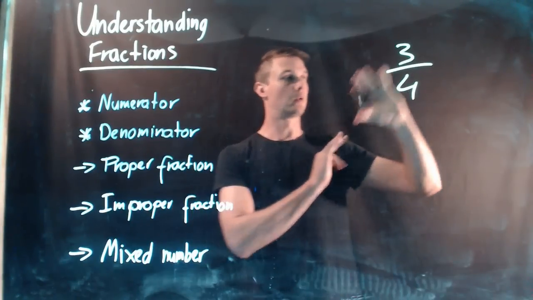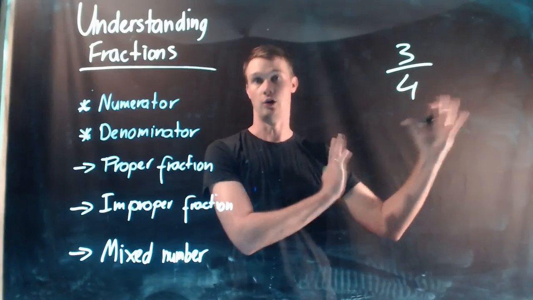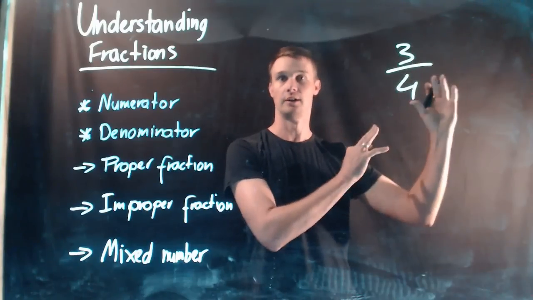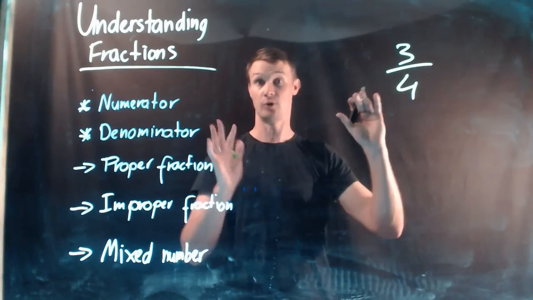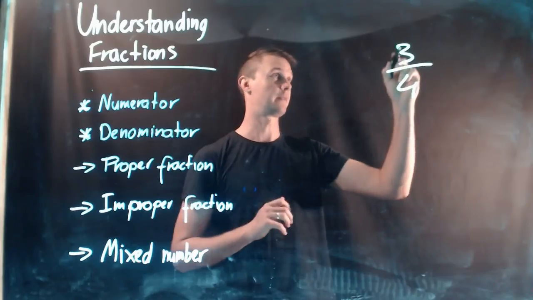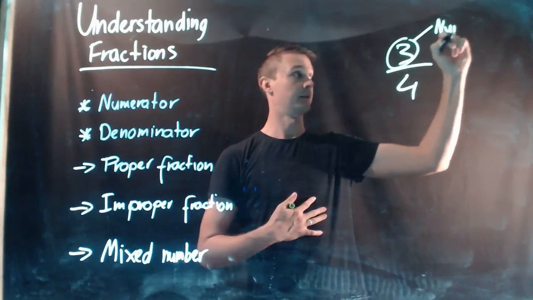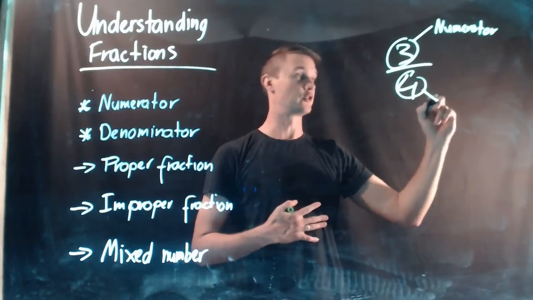Okay, so what we need to make sure we understand is that fractions represent parts of a whole. So we're not dealing necessarily with whole numbers, we're working out parts of a whole. And the way that we break that fraction down is by separating it into a numerator and a denominator. So the top number is what we call the numerator. Therefore, the bottom number is our denominator.